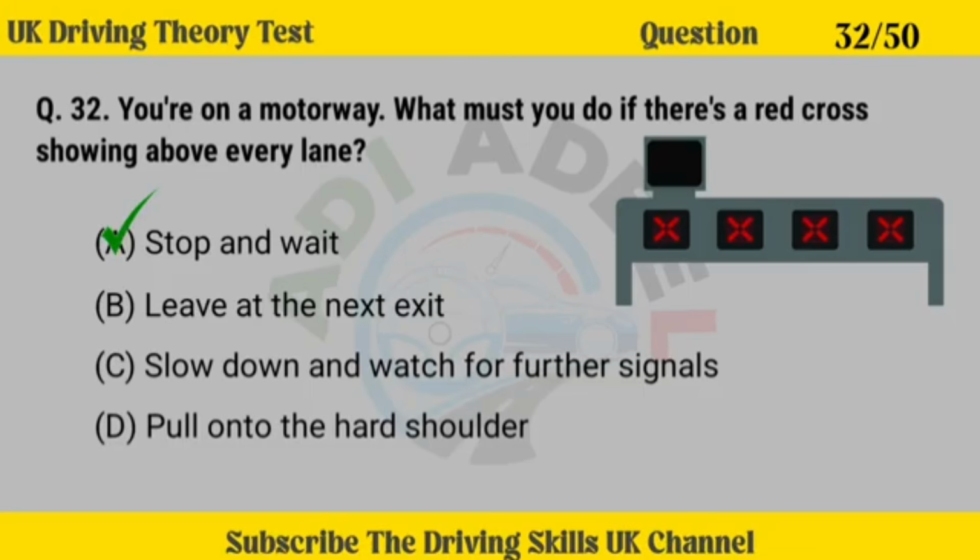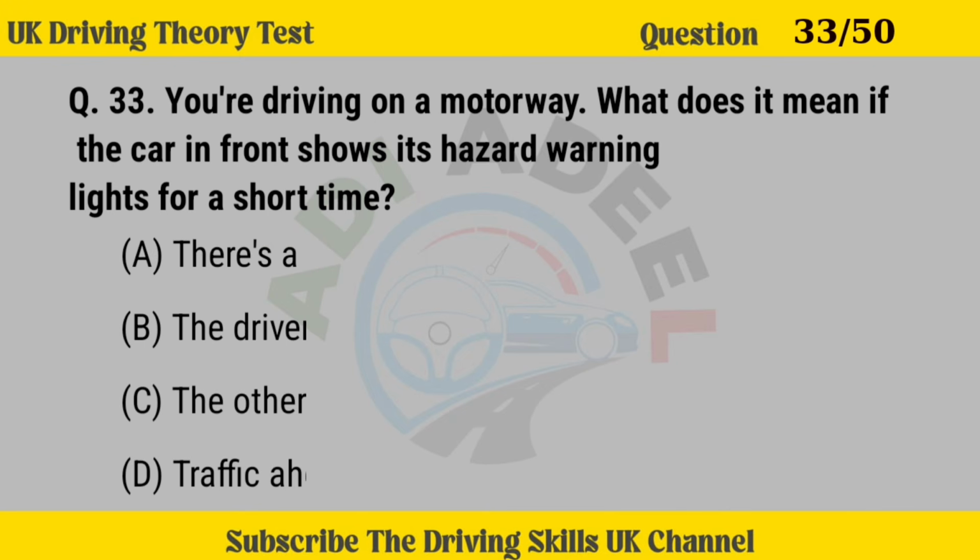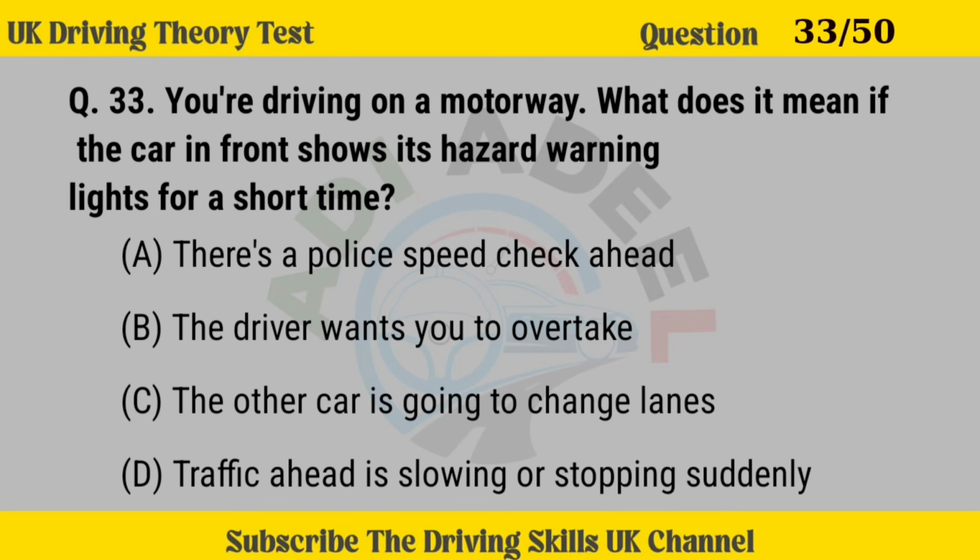The right answer is A. Stop and wait. Question 33. You're driving on a motorway. What does it mean if the car in front shows its hazard warning lights for a short time? A. There's a police speed check ahead. B. The driver wants you to overtake. C. The other car is going to change lanes suddenly.